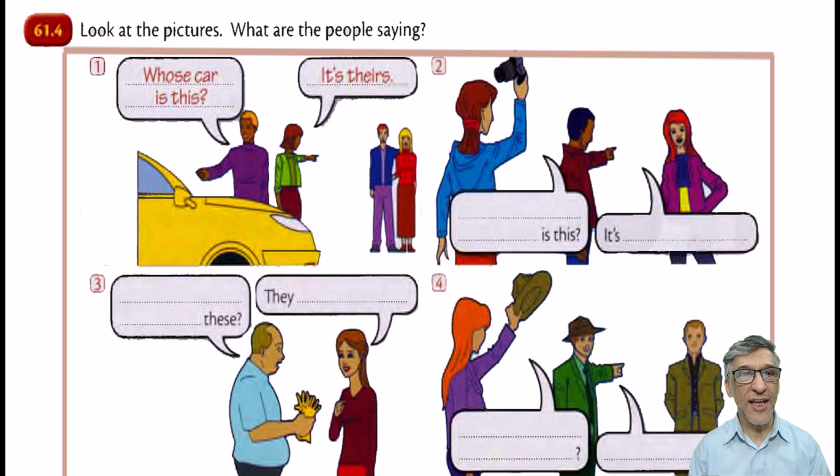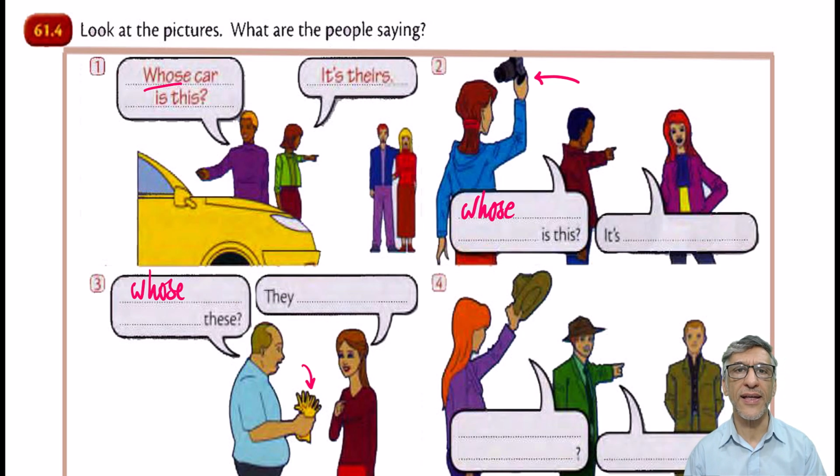So, very easy. The questions started with whose car, whose gloves. I can see some gloves here. Look at it. There are some other questions like whose. I can see a camera here. Look at it, in her hand. Whose camera is this? Whose gloves are these? Look at it. You can change this to anything you like. This is a hat, huh? She is showing a hat.